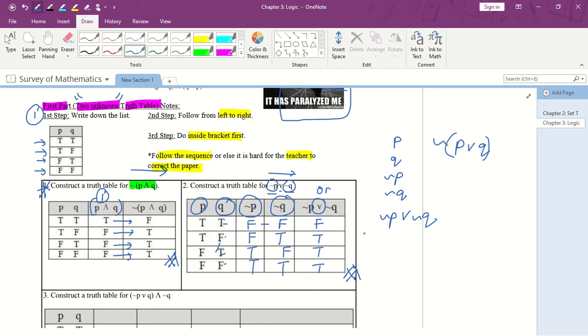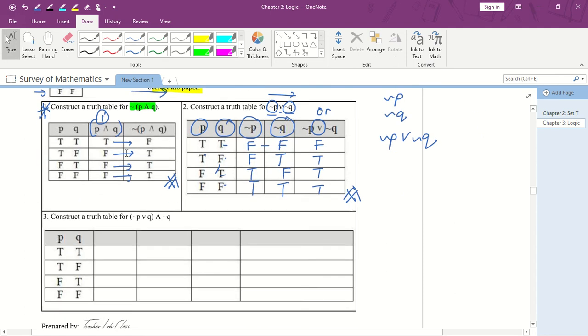Okay, for a truth table, we will always use this list for P, Q: true true, true false, false true, false false. These are the four possibilities that can happen for two statements. Okay, so let's try the third one. Construct a truth table for negation P or Q, in parentheses, and negation Q. So don't worry about this one.